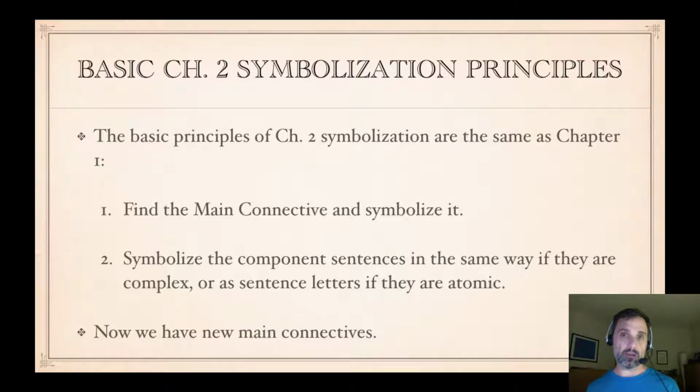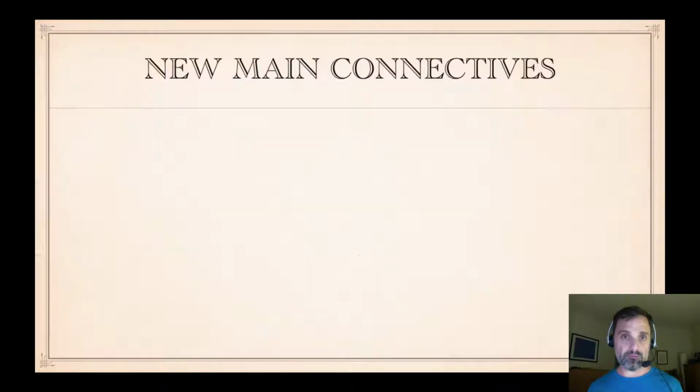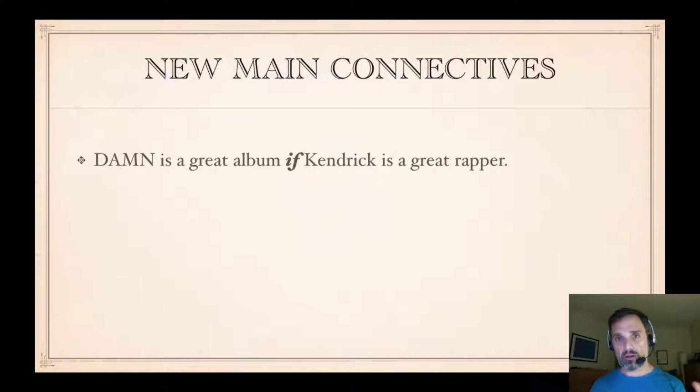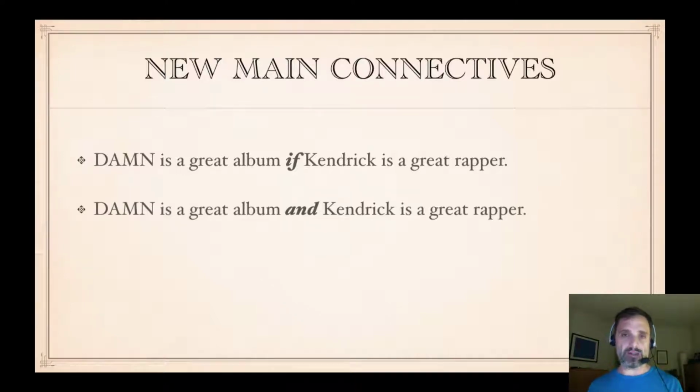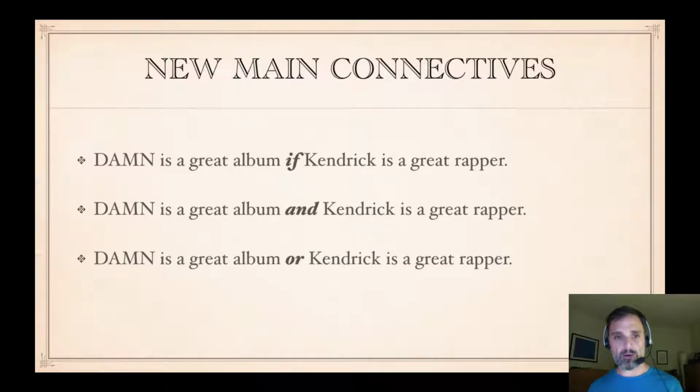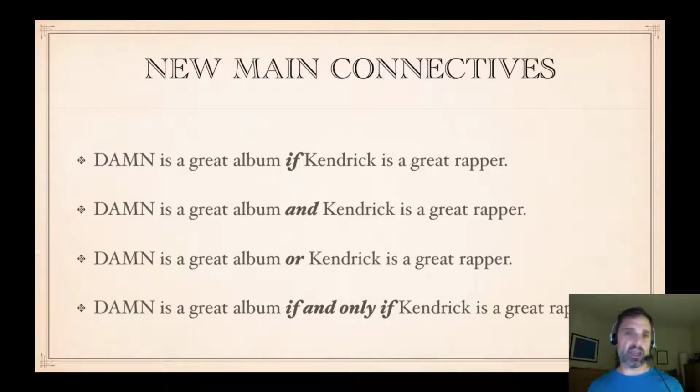In Chapter 1, we had one one-place connective, negation, and one two-place connective, the conditional. Now we have three more two-place connectives: and, or, and if and only if. But they have the same basic grammar as if does. So we could say Damn is a great album if Kendrick is a great rapper. We can say Damn is a great album and Kendrick is a great rapper. We can say Damn is a great album or Kendrick is a great rapper. And we can say Damn is a great album if and only if Kendrick is a great rapper. So we have and, or, and if and only if going in the same place that if goes.